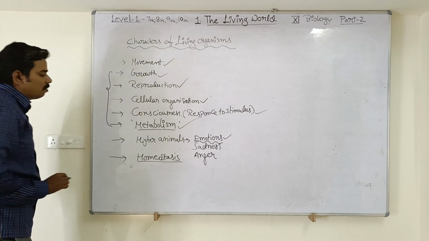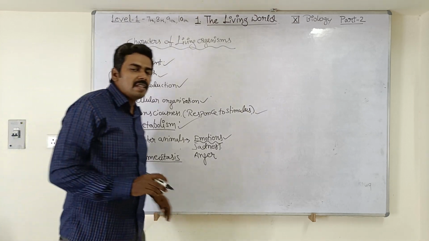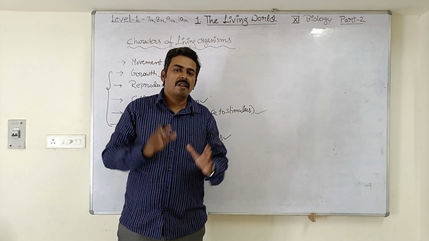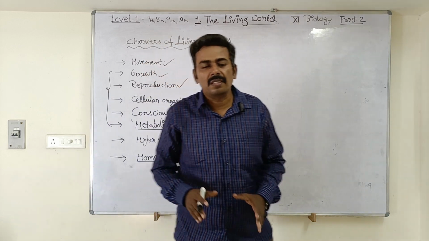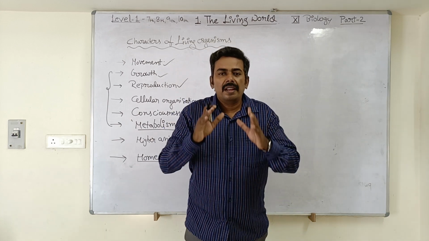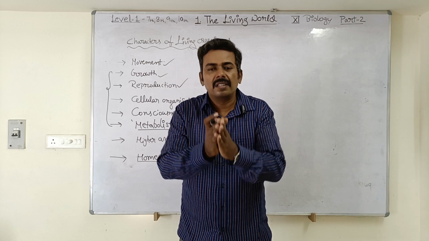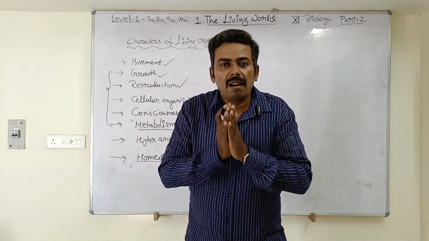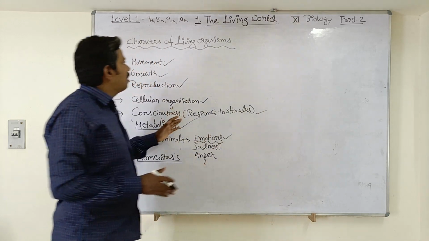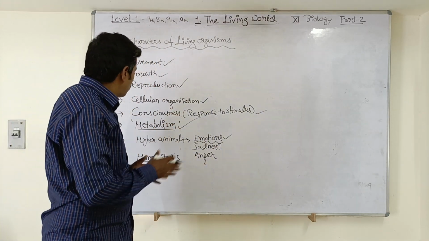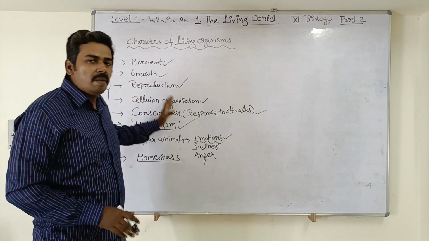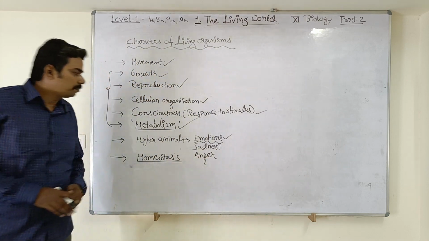What is homeostasis? Maintaining a constant internal body environment is called homeostasis. Living organisms are capable of maintaining a constant internal body environment, so this character is called homeostasis. This character is not seen in non-living things. Okay, students, understood everyone? Copy this down. Very important for the NEET exam.